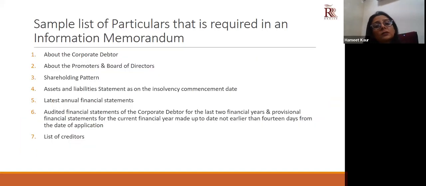Sample list of particulars that is required in an IM that was given by the IBBI about the CD: the promoters and directors, shareholding pattern, assets and liability statement as on the ICD, latest annual financial statements, audited financial statements for the last 2 years, and provisional financial statements for the current financial year made up to a date not earlier than 14 days from the date of application.